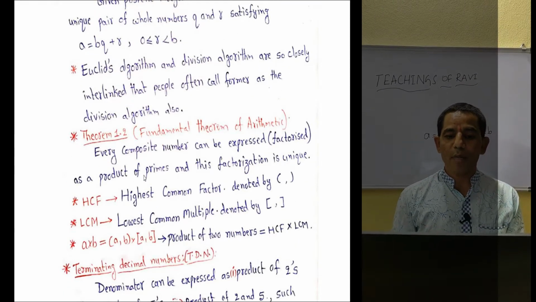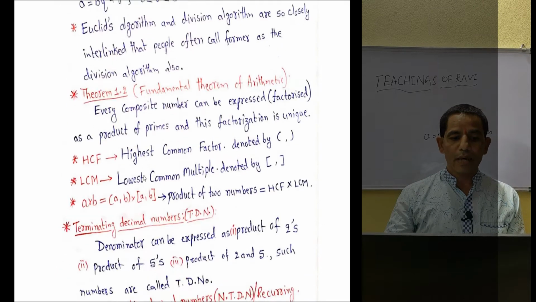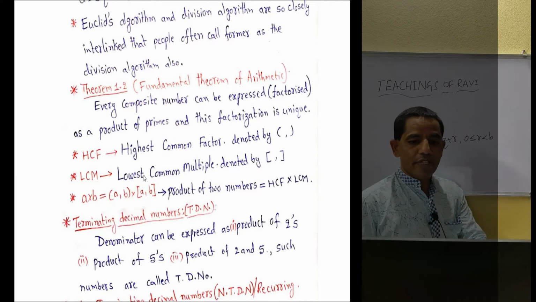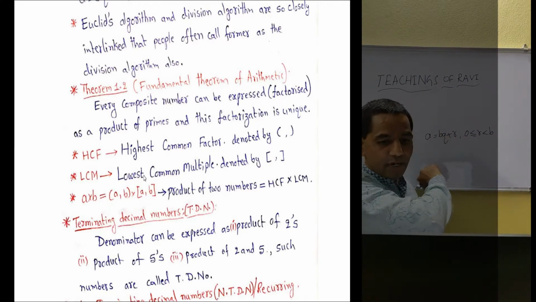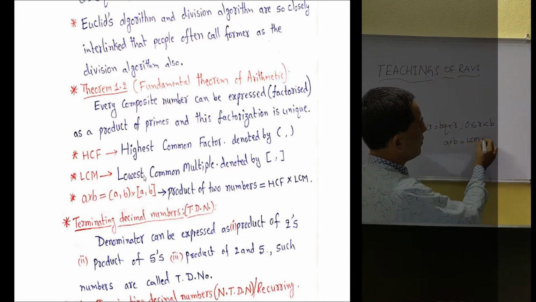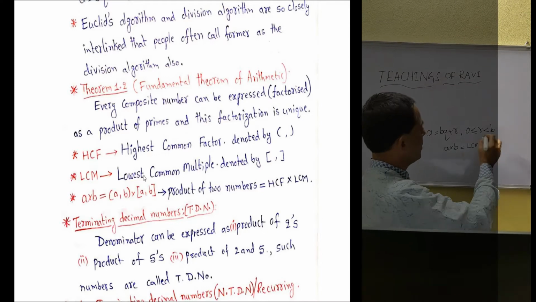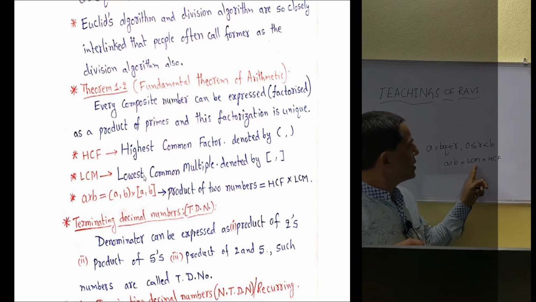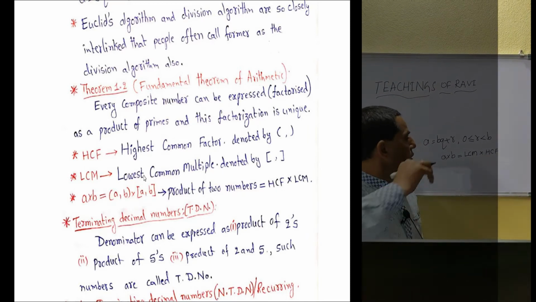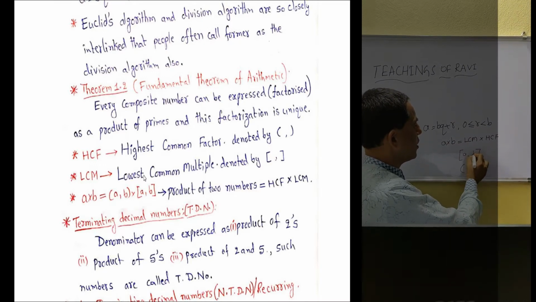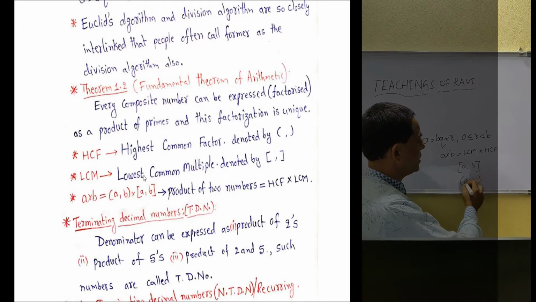HCF, highest common factor. LCM, lowest common multiple. Between these, for any two numbers A and B, A into B is equal to LCM into HCF. LCM is denoted by this symbol and HCF is denoted by this symbol. For example, here LCM of A, B, and here GCD of A, B.